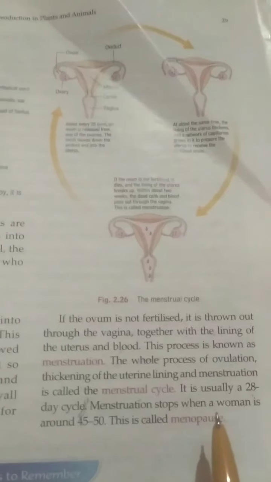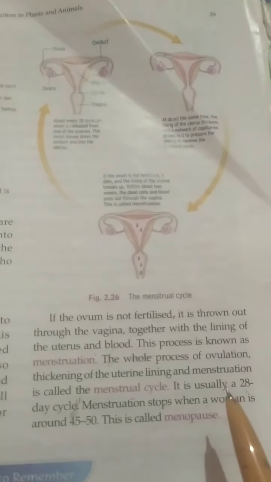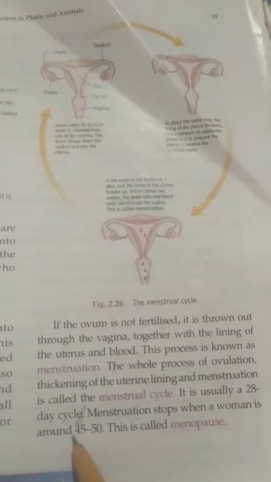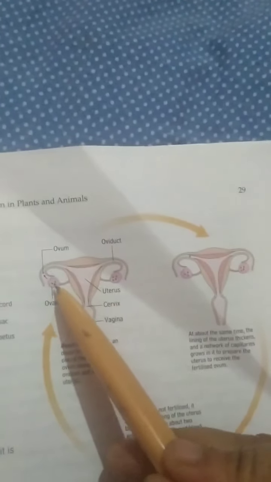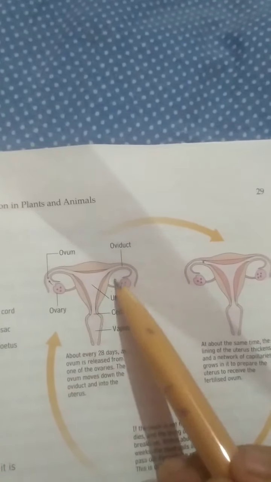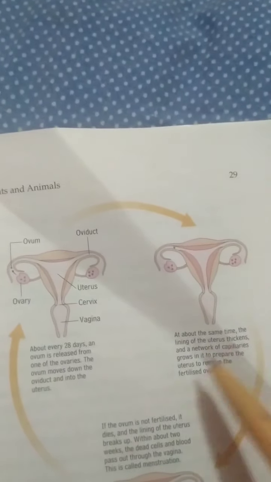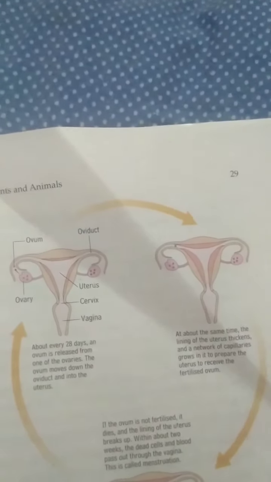Students, generally a female body attains maturity, which means puberty, from 12 to 14 or sometimes 15, and when the menstrual cycle stops, it is known as menopause. From the diagram it is also clear that you can see the ovaries release the ovum and wait for fertilization, and the blood vessels thicken in the uterus wall. At about the same time the lining of the uterus thickens and a network of capillaries grows in to prepare the uterus to receive the fertilized ovum.